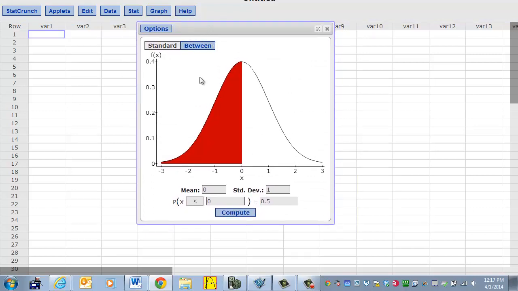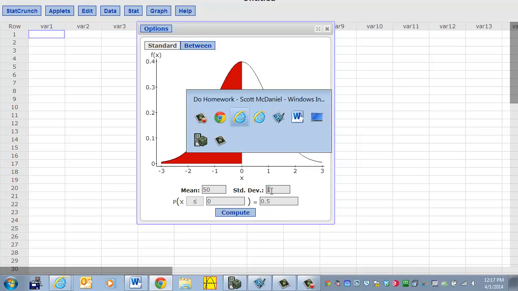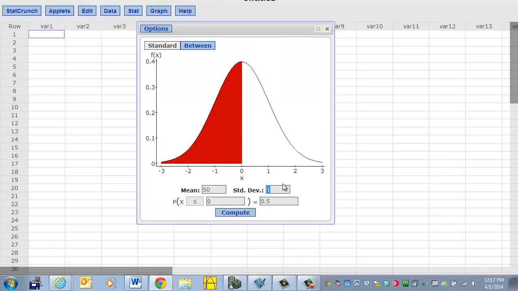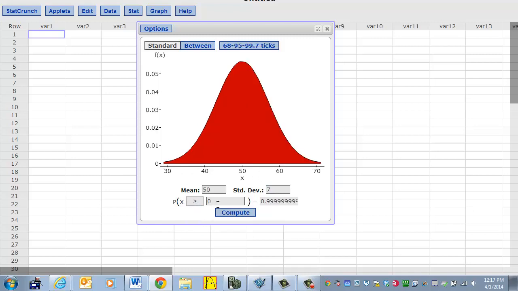Now let's remind you what it was. The mean was 50, and the standard deviation, I think, was 7. Let me flip back there real quick. Standard deviation is 7, and we're trying to find the probability that it's greater than 43. Now, one little side note, there's no probability at individual values. So greater than 43 is going to be exactly the same as greater than or equal to 43. So don't let that throw you.